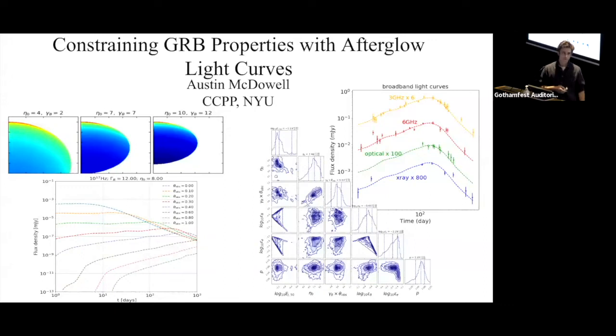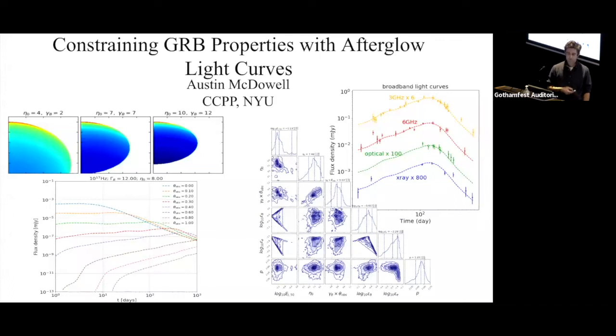That material is often launched at relativistic speeds, and that accelerates electrons in the medium to helical motion, and that produces broadband synchrotron radiation, and that is the afterglow.